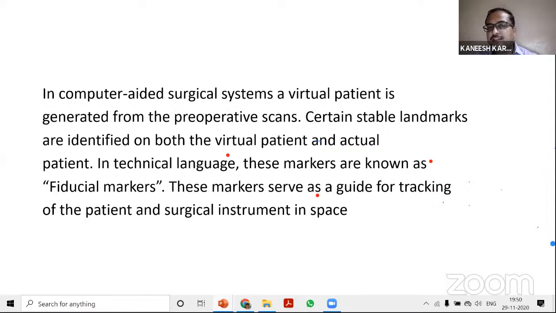In computer-aided surgical systems, a virtual patient is generated from the preoperative scans. Certain stable landmarks are identified on both the virtual patient and the actual patient. They'll have specific points so that they can compare both. In technical language, these markers are known as the fiducial markers. These markers serve as a guide for tracking of the patient and surgical instruments in 3-dimensional space.